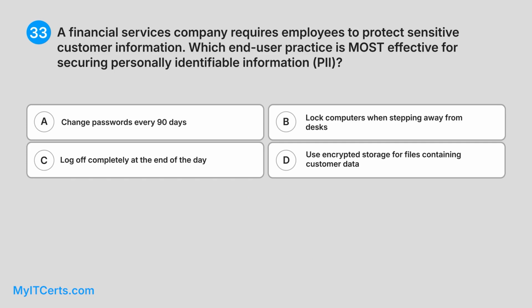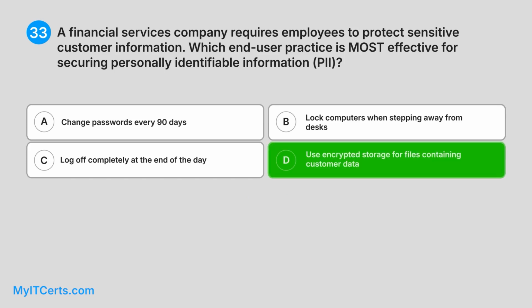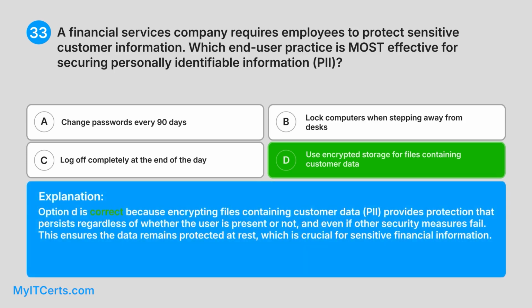Correct answer: D. Use encrypted storage for files containing customer data. Explanation: Option D is correct because encrypting files containing customer data, PII, provides protection that persists regardless of whether the user is present or not, and even if other security measures fail. This ensures the data remains protected at rest, which is crucial for sensitive financial information.